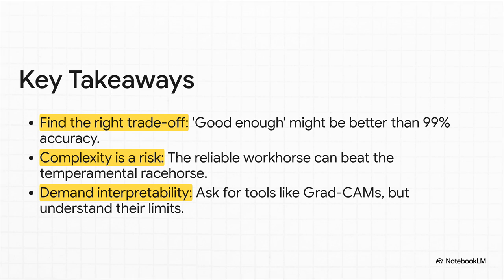Second, don't just assume that a more complex model is a better one. That ResNet 50 failure is a great cautionary tale. The modern, efficient workhorse can absolutely beat the old, complicated resource. And third, demand interpretability. Ask your engineers for the confusion matrix. Ask for the GradCams. These are the tools that let you understand why your model is doing what it's doing, and they are essential for building trust with everyone involved.